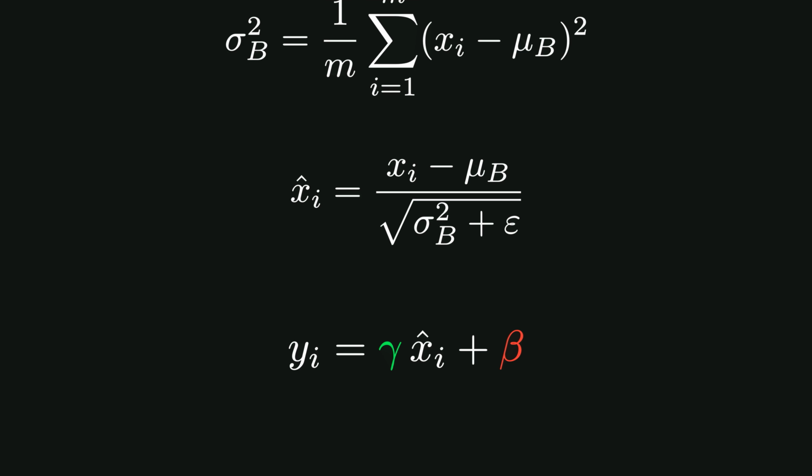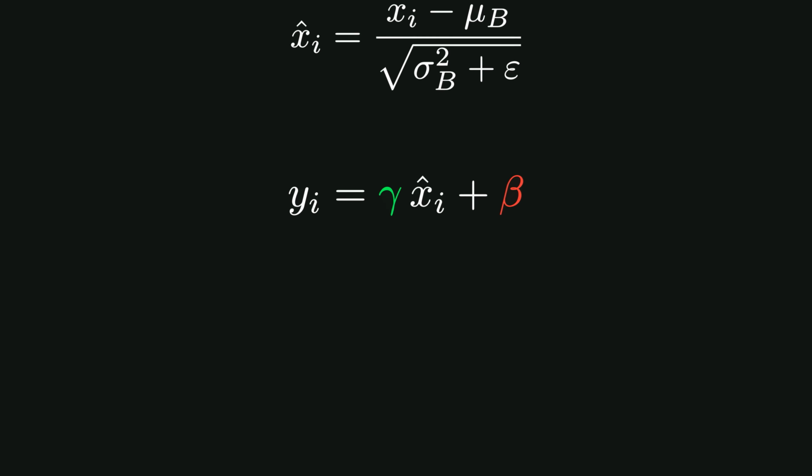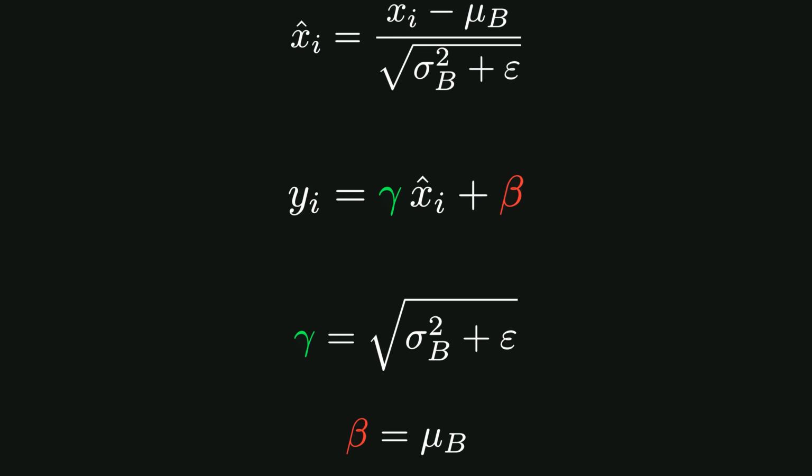If the network decides that normalization is actually bad for a specific layer, it can learn to set gamma equal to this denominator term and beta equal to the mean, effectively cancelling out normalization. This guarantees that the network is not forced to use the normalized data. It has the freedom to scale and shift it back if that works better.